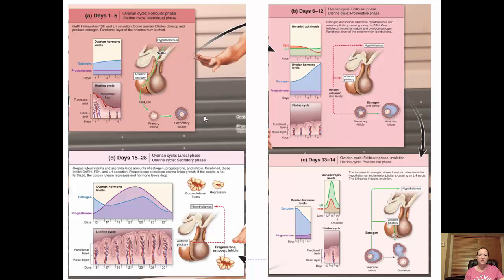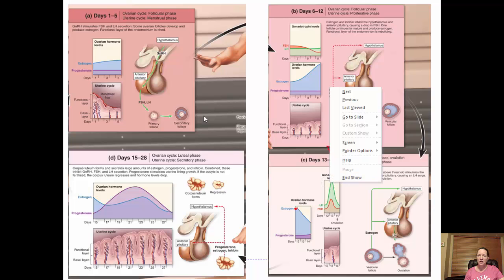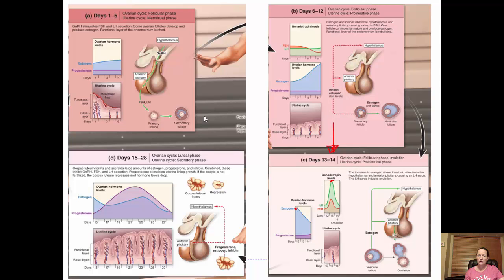If we go down here, so it's going down this way to C. Here's ovulation. It's showing us how we have that huge spike in estrogen, which causes that huge spike in LH. And that is, of course, going to cause ovulation. It's showing you what's happening there in the uterine cycle, still proliferating.